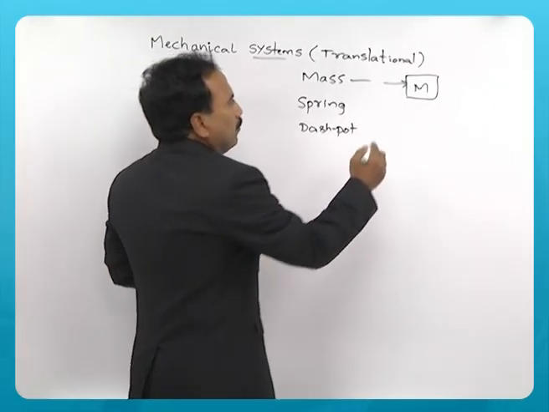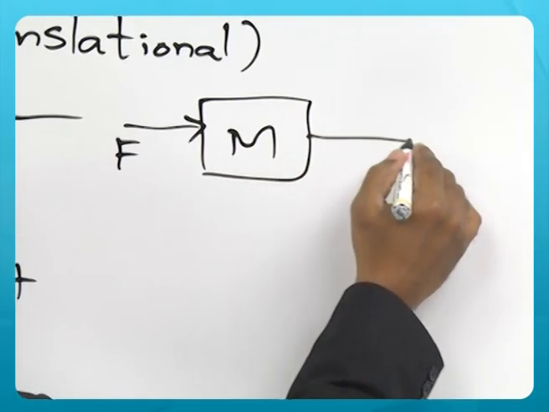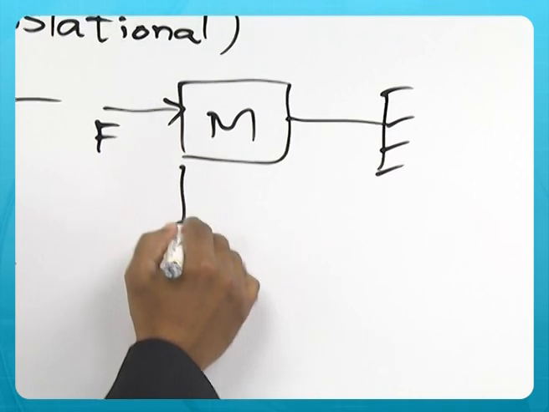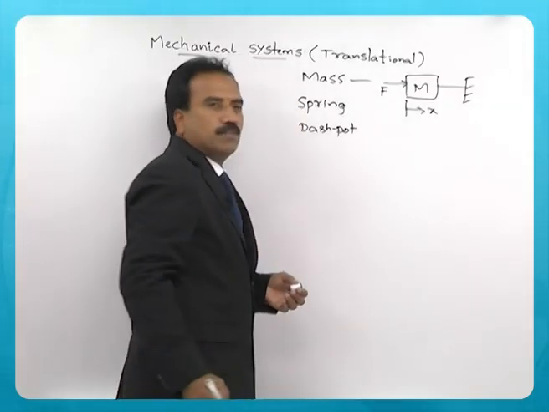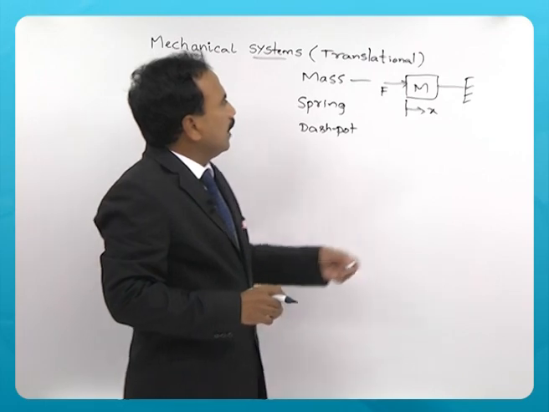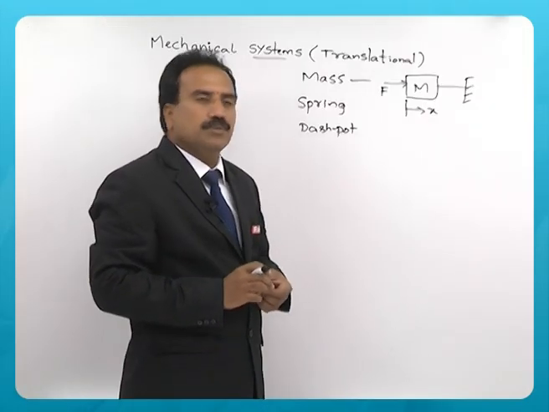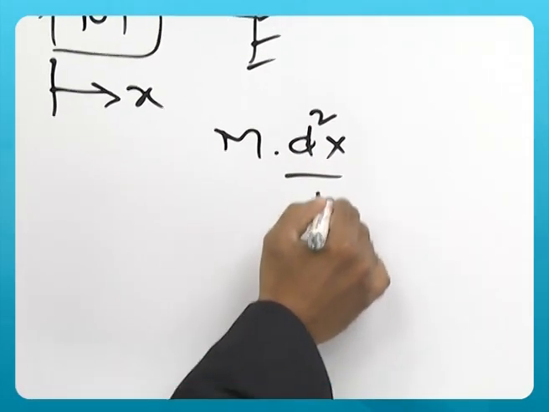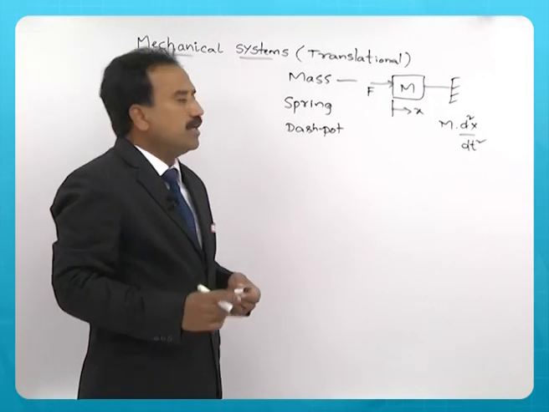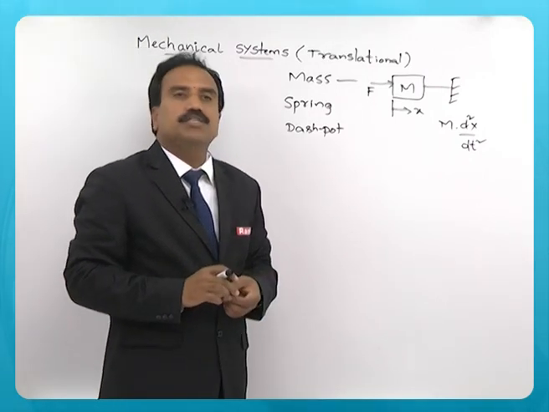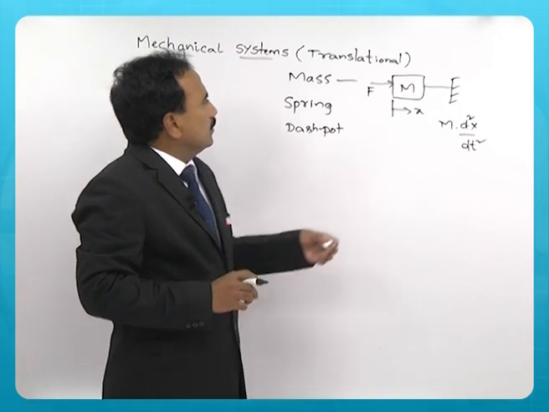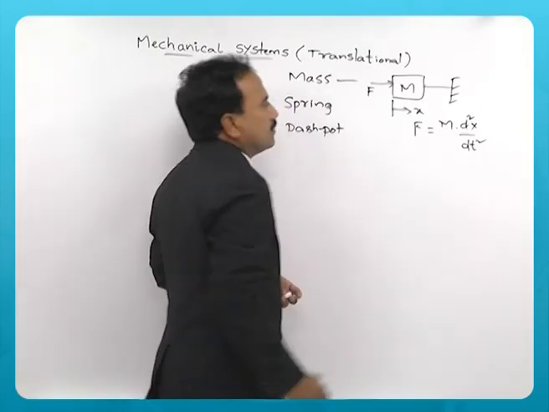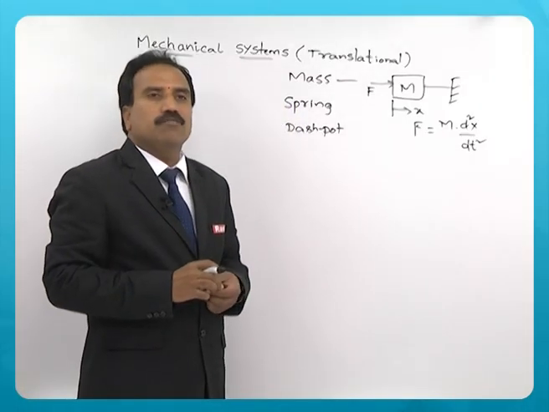and when force is applied on a mass, then it will have a displacement x, linear displacement x. Then the opposing force due to mass, according to Newton's second law of motion, is m d square x by dt square, where d square x by dt square is the acceleration. So, this is the force F applied. According to Newton's second law of motion, F is given by m d square x by dt square.